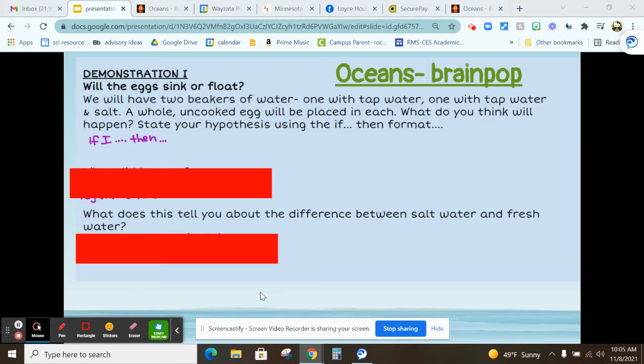Students in class will watch a BrainPOP, and then we will look at a virtual demonstration. Will eggs sink or float? We've got two beakers of water, one that has tap water and one that has salt water. And we're going to put whole uncooked eggs in each. What do you think will happen?